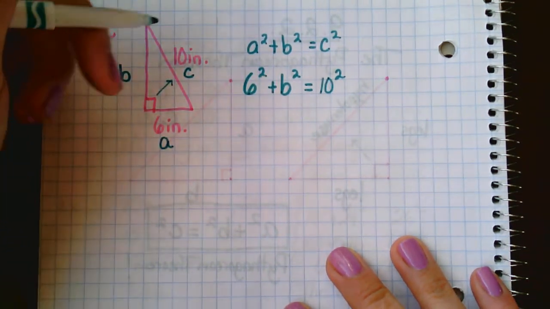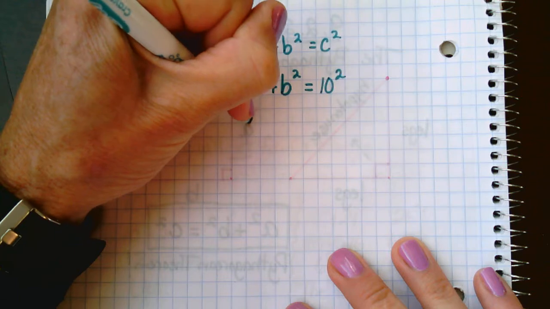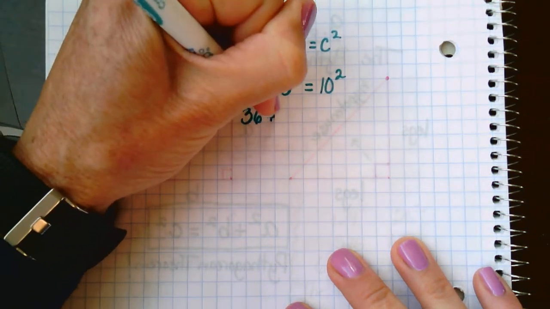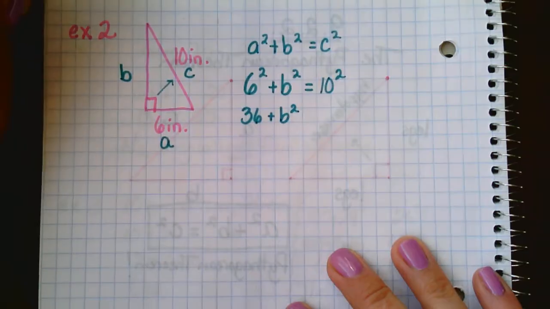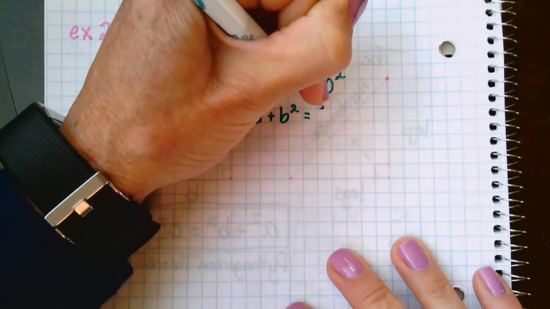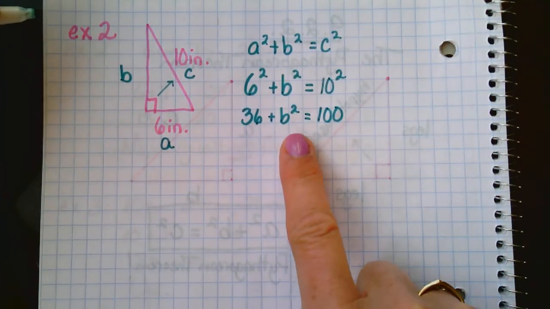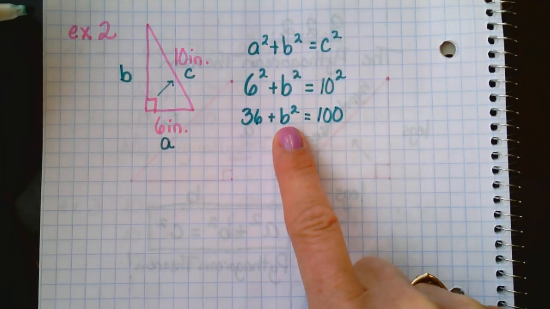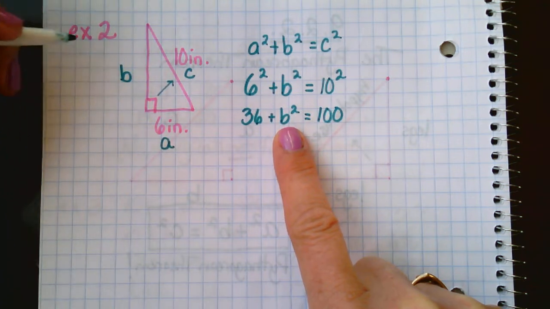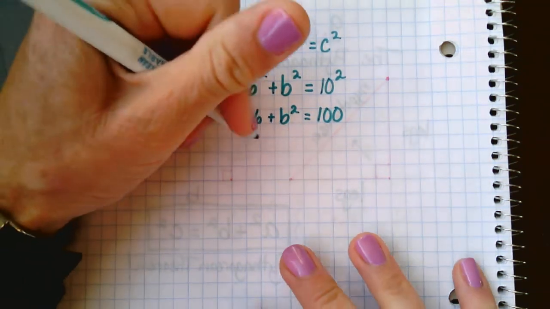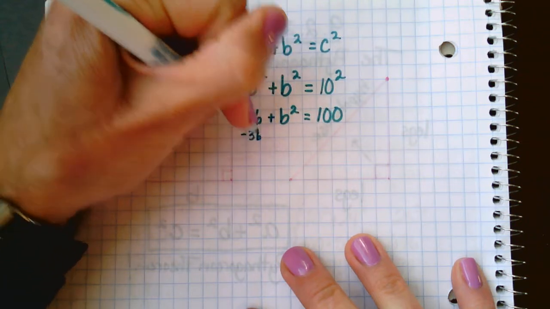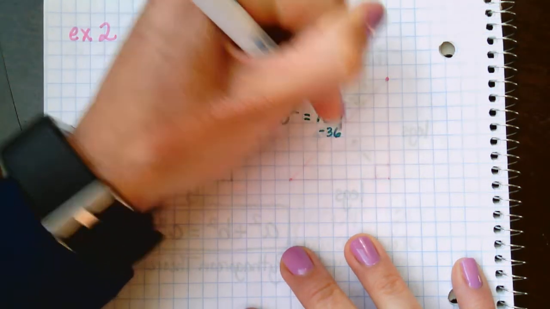Now let's simplify. 6 squared is 36. We cannot simplify B squared yet. And 10 squared is equal to 100. Now we are trying to figure out what B is equal to. We want to get B squared for right now by itself. So I'm going to subtract 36 from each side of my equation.